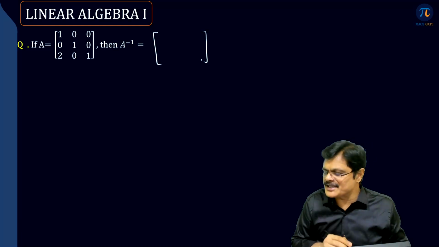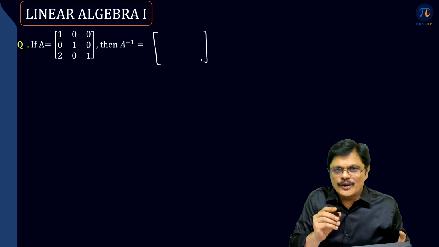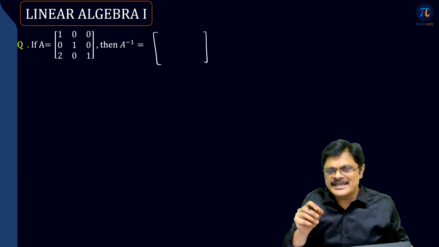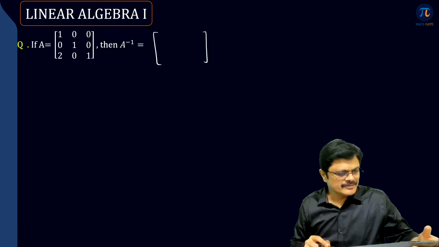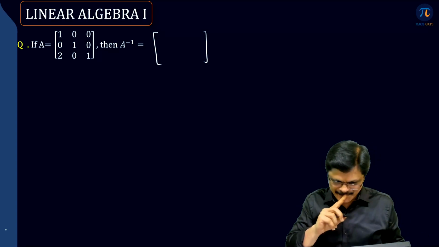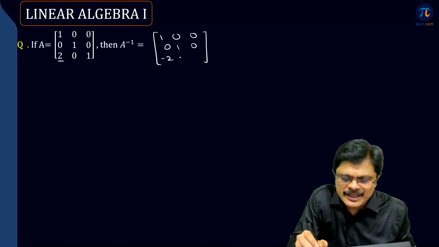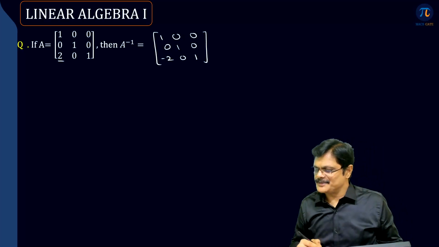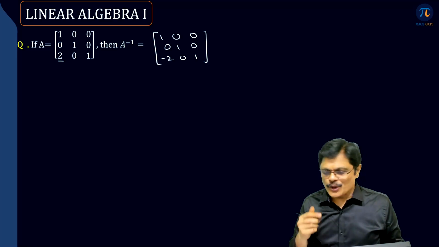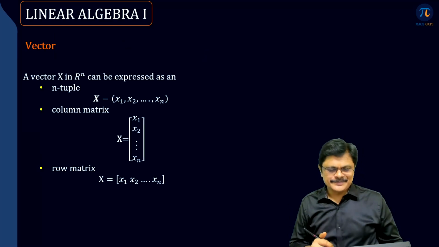Which number will be replaced with what? Okay, please tell me which number is replaced with what. Now what about this? Here 1 0 0, 0 1 0. This 2 is replaced with minus 2. Okay, so you can easily answer the question.